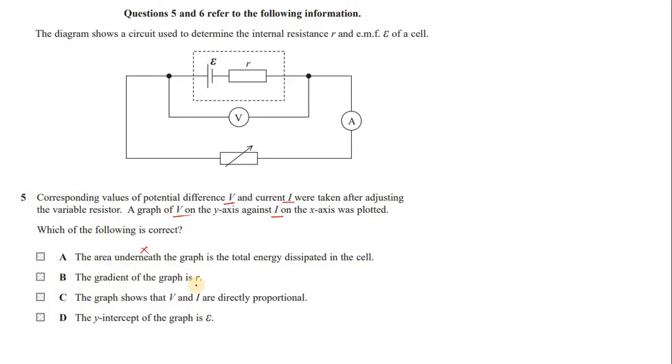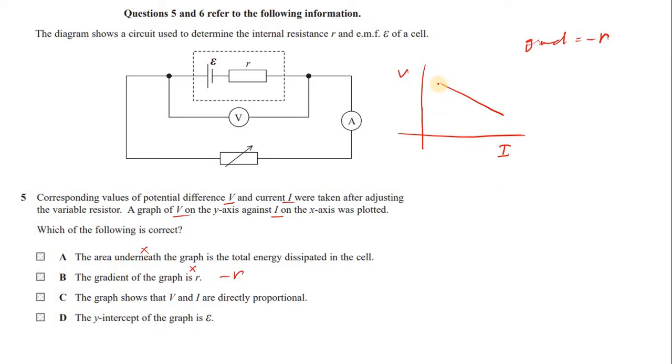The gradient of the graph is R. No, it is not R. It is in fact minus R, negative, because in this case, if you plot V against I, you have a straight line with negative gradient. So if you find the gradient, then the gradient would be equal to negative of R.